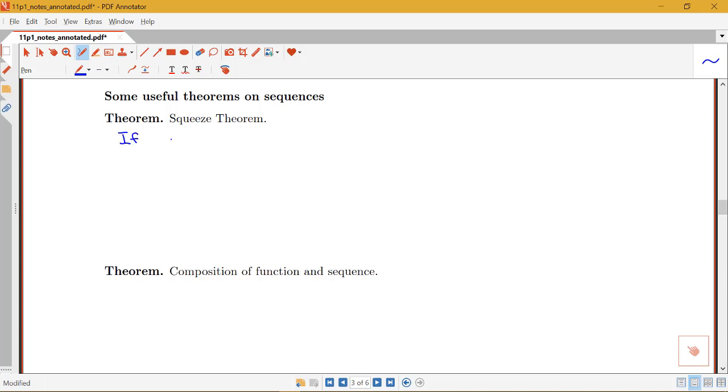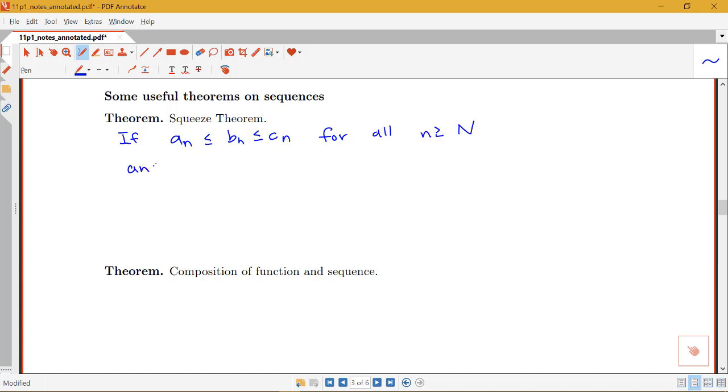So our squeeze theorem says that if an is less than or equal to bn is less than or equal to cn for all n bigger than or equal to some big N, this is just saying that this inequality holds far out in the sequence maybe. After some point in the sequence, we'll have the nth terms of these three sequences satisfy this inequality.